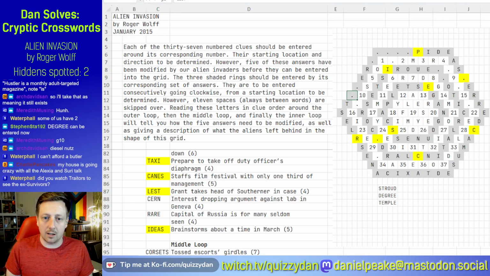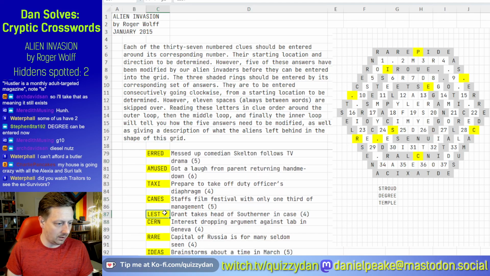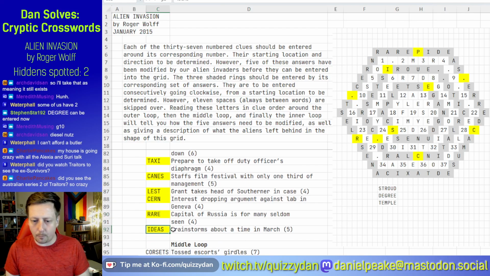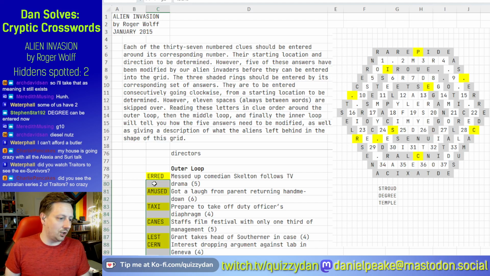CERN can't go there. And then we need rare, has to fit in here. Good. Is that everything in that outer loop? I thought I didn't have one of them. That is everything in the outer loop. Outer loop done.